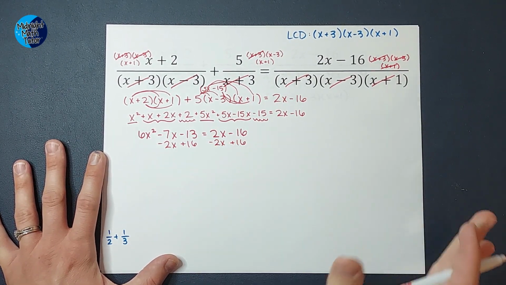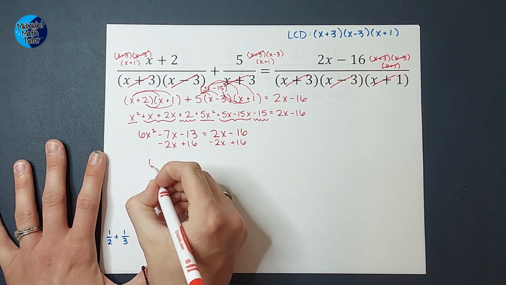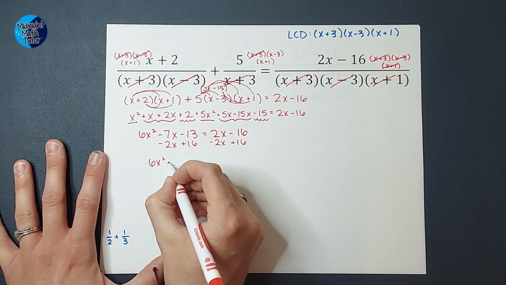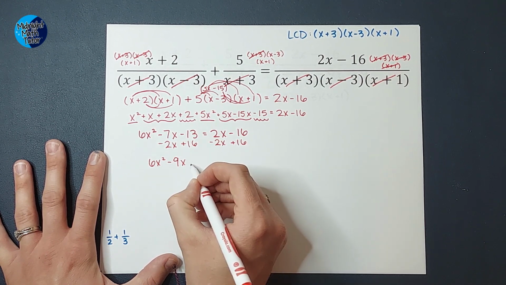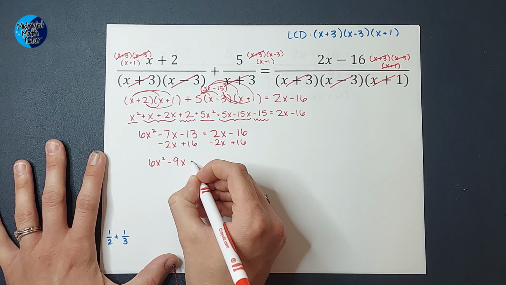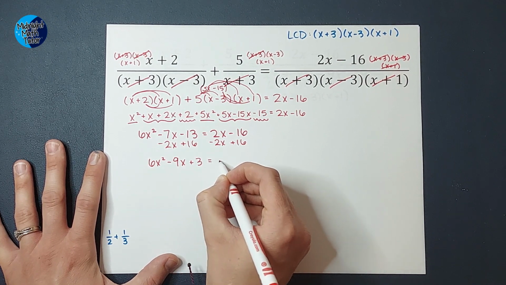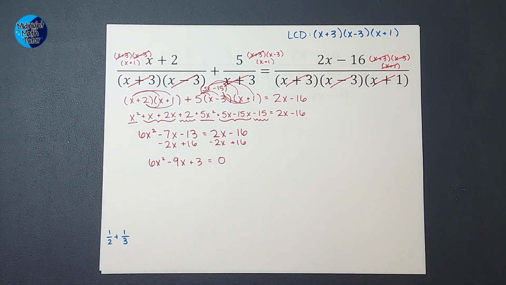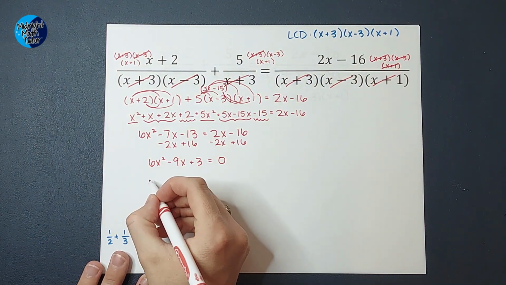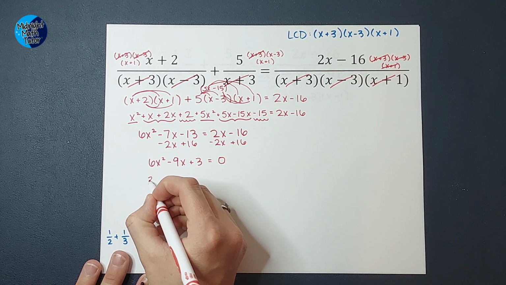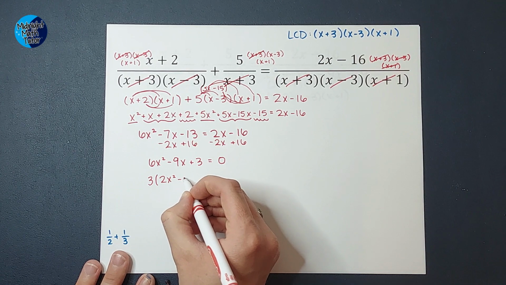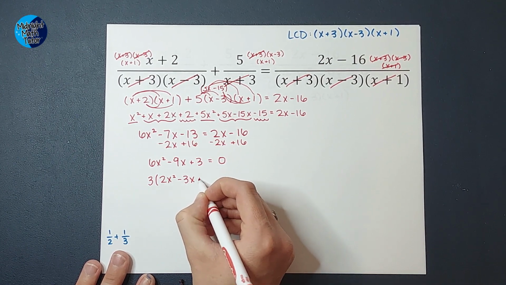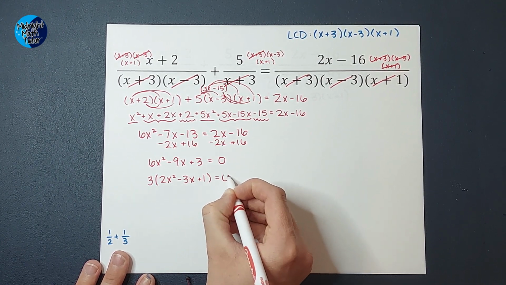So I'm just getting everything on one side. So I end up with 6x squared minus 9x. I almost wrote an 8. Plus 3 equals 0. Now I'm going to see if I can factor this. So first of all, I notice I can pull a 3 out. So then I end up with 2x squared minus 3x plus 1 equals 0.